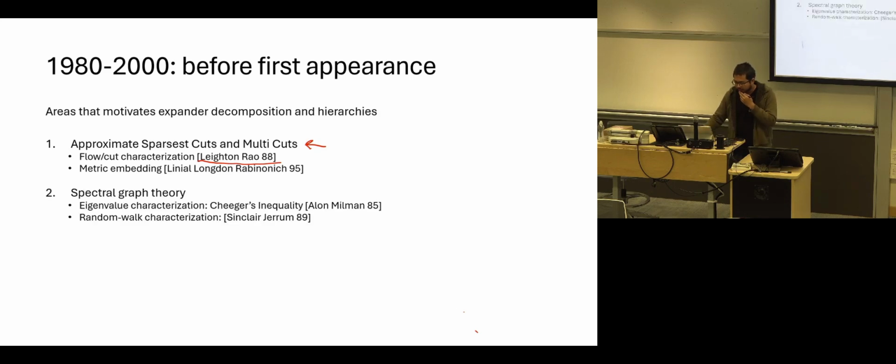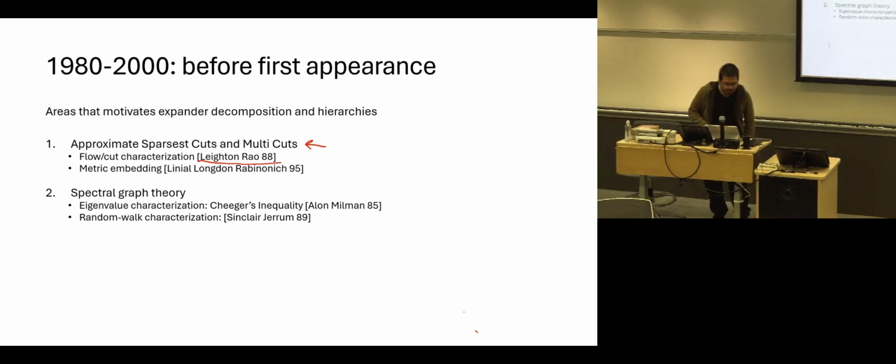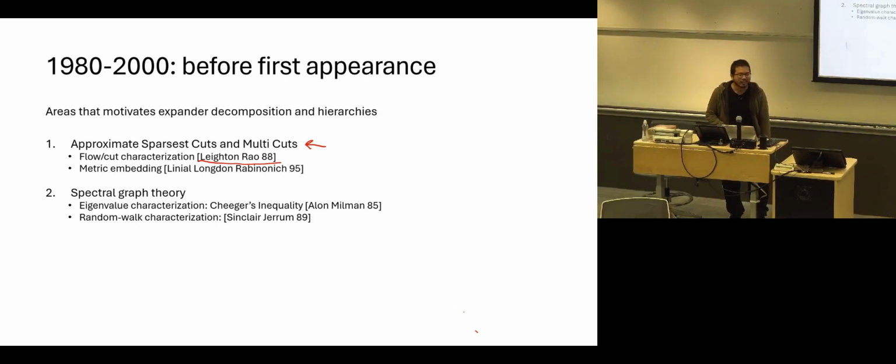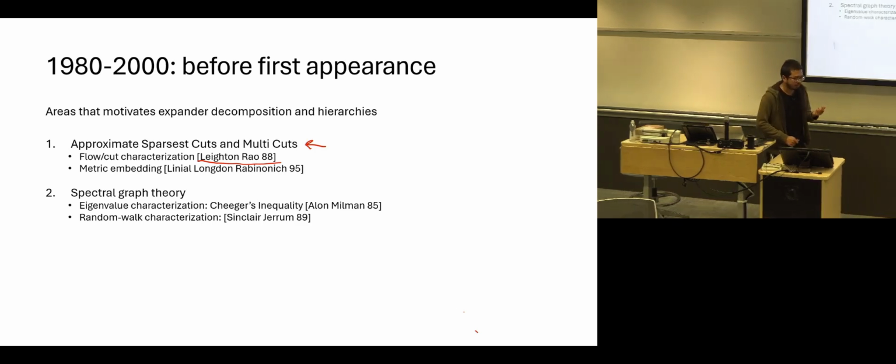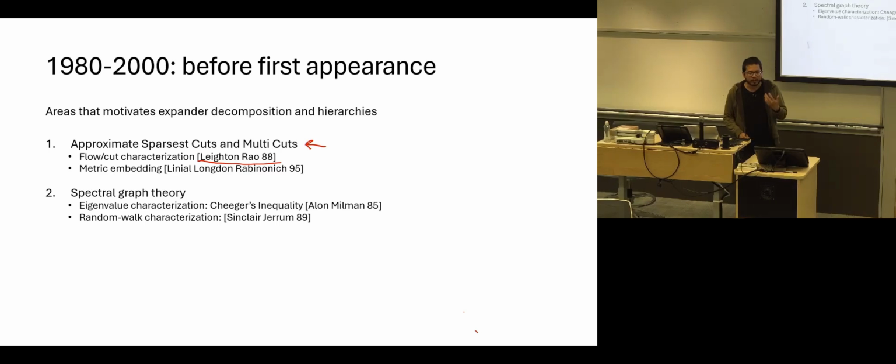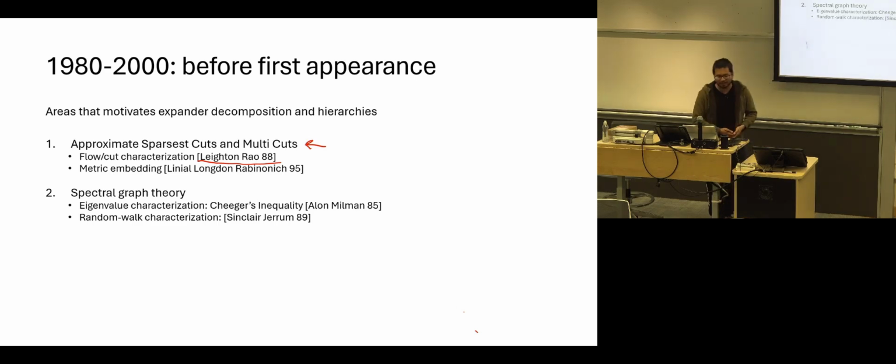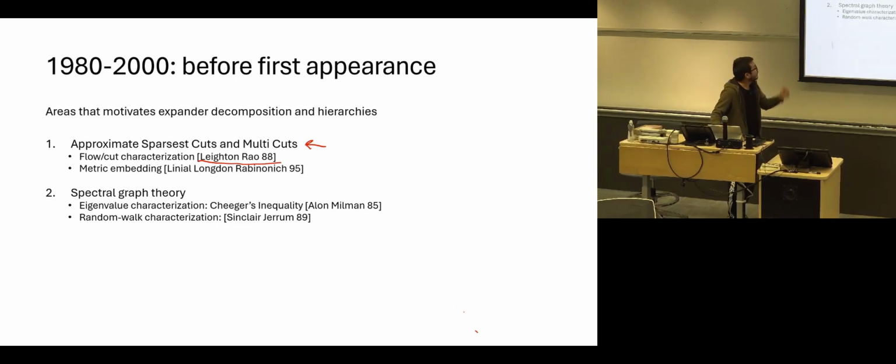Another area is spectral graph theory, which we almost didn't talk about in this class, but actually expanders have another equivalent definition based on the eigenvalue of the adjacency matrix. It's interesting, and I also covered this in a previous class, which you can look up again.